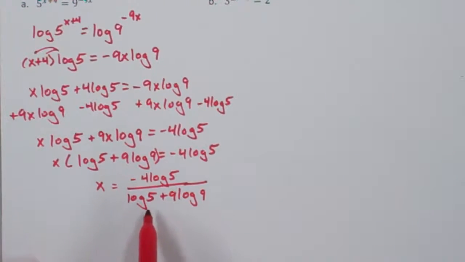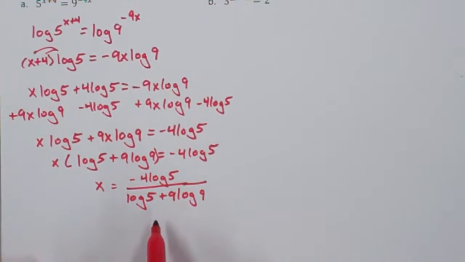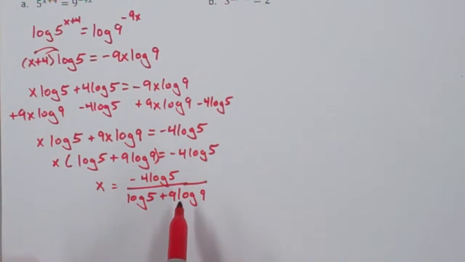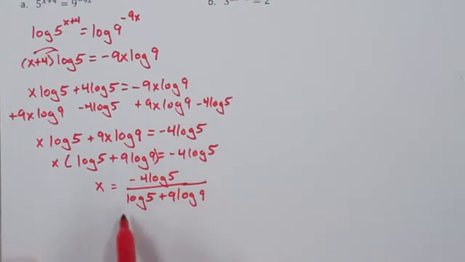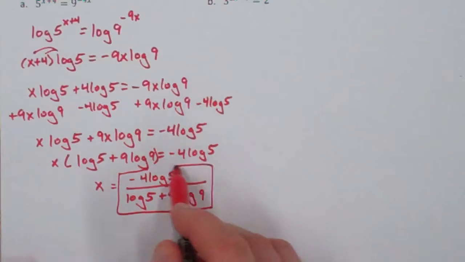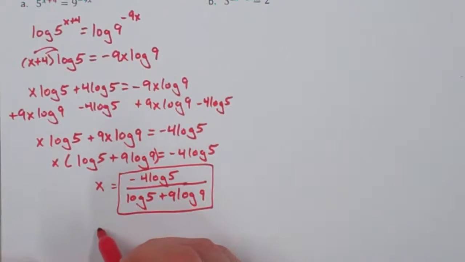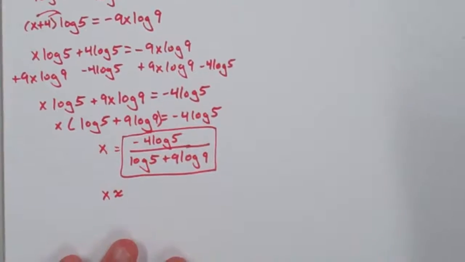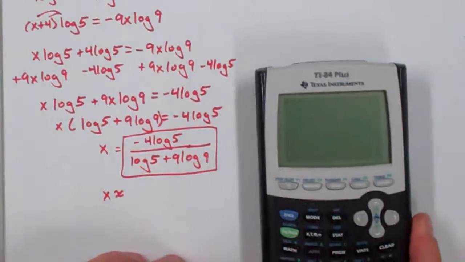Now there are some other things that you can do here. You could combine the bottom logs together, and that would be fine. But there really would be nothing else that you could do after you did combine those. So for now, this is fine. This is an exact answer. And then to get our approximate answer, we can just type this into a calculator, and we'll see what we get.